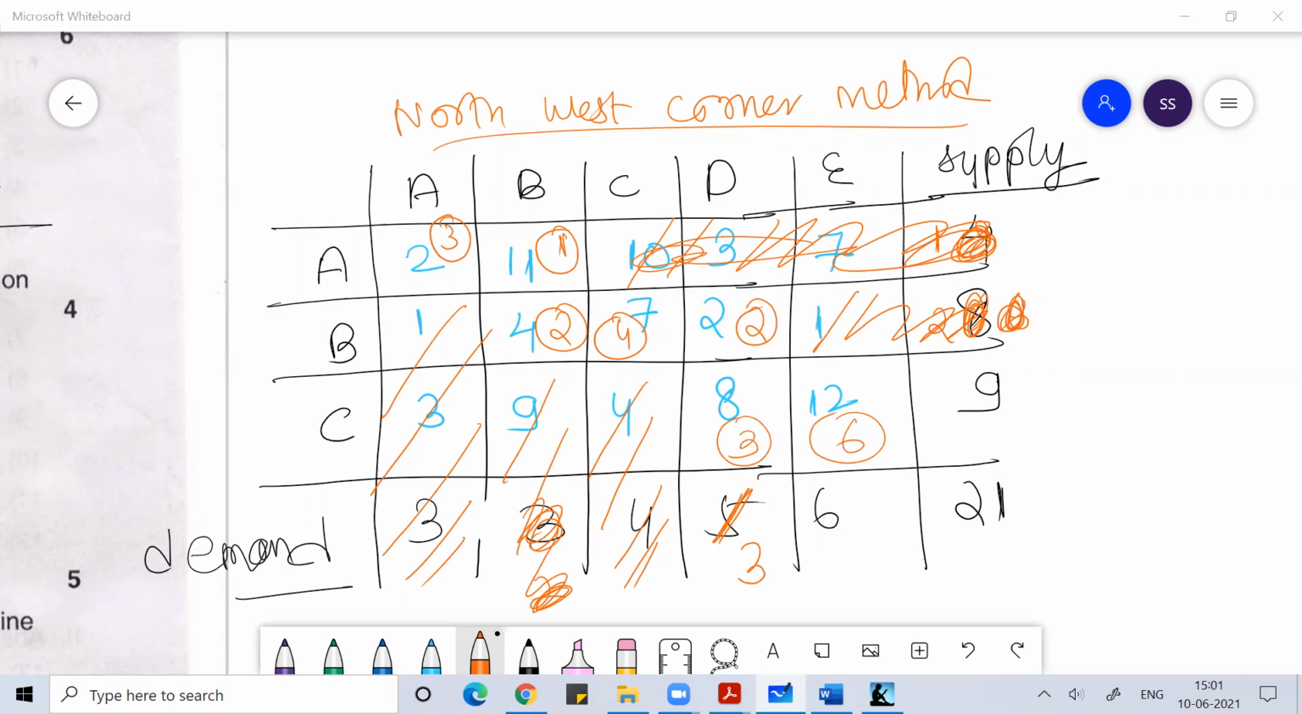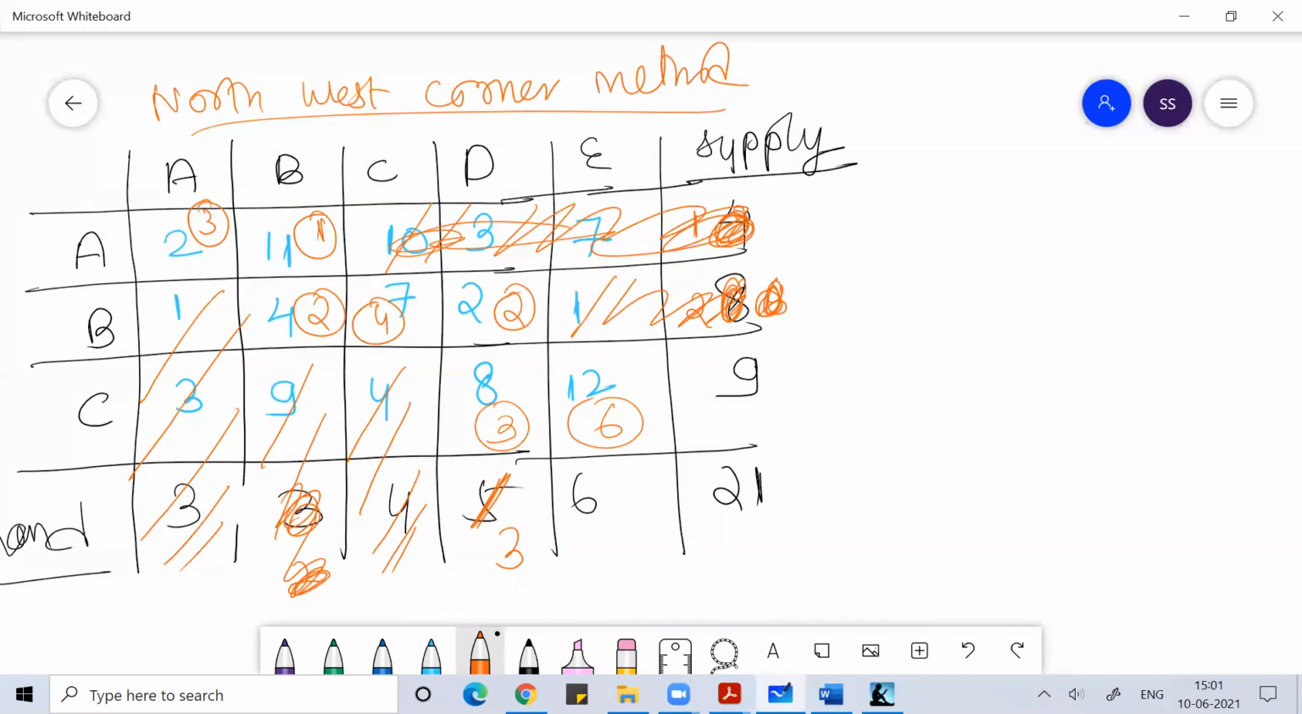First column it should be 3, correct. Second column it should be 3, correct. Third column it should be 4, correct. Fourth column it should be 5, correct. Fifth column it should be 6, correct. Once you get these values, guys, now I just need to find the total cost.